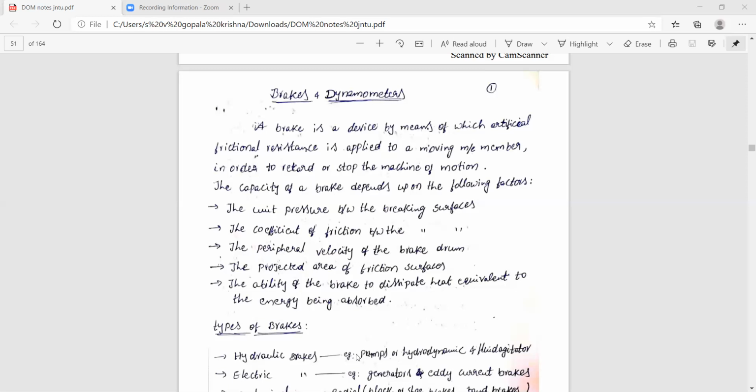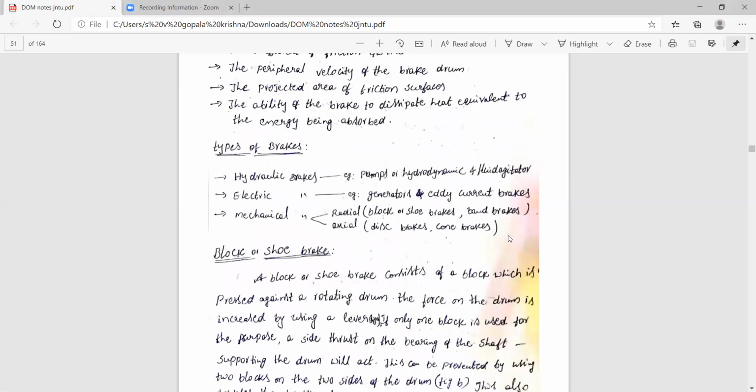Now we are going to discuss the types of brakes. Just observe, we will see our screen. Three types of brakes are generally mentioned: hydraulic brakes, electrical brakes and mechanical brakes. For hydraulic brakes, let me give some examples: pumps, hydrodynamic brakes and fluid agitators are generally used. Electrical brakes are also used in generators, and eddy current brakes.